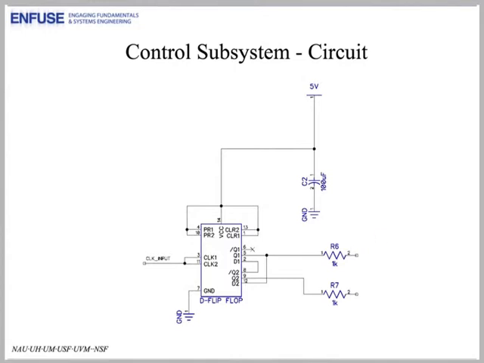Notice these outputs right here. They go through resistors R6 and R7. This top one comes from the Q output of flip-flop 1, and this bottom one comes from the Q output of flip-flop 2. So these are the two signals that go to the H-bridge.